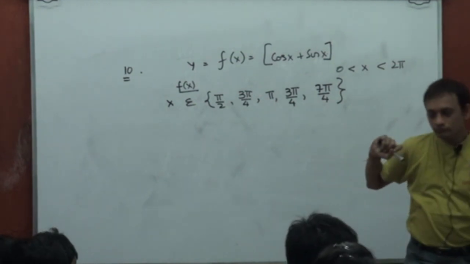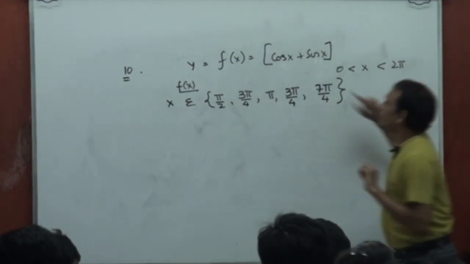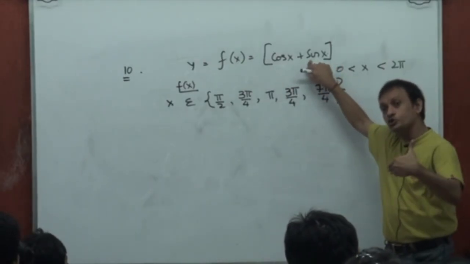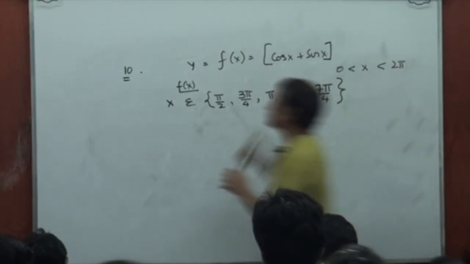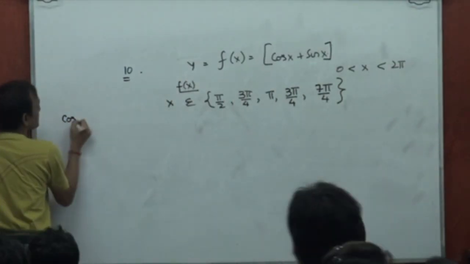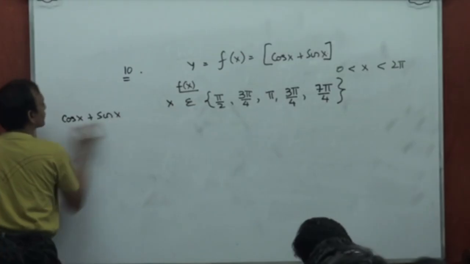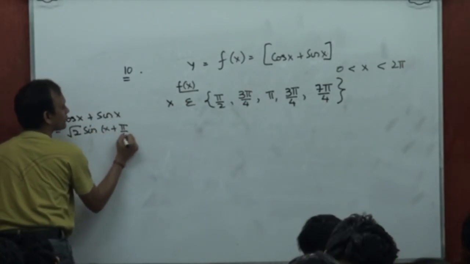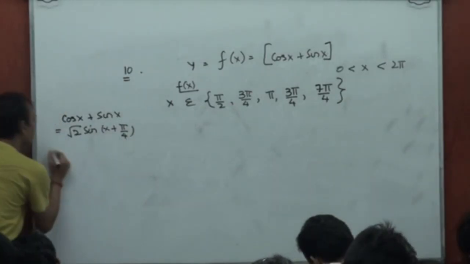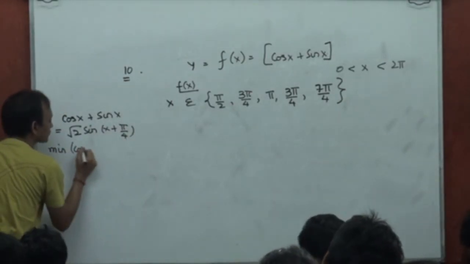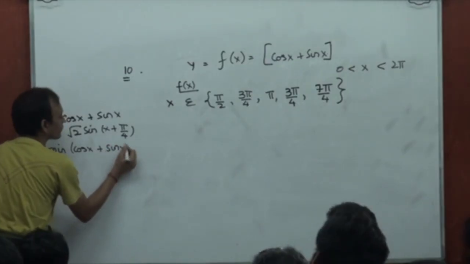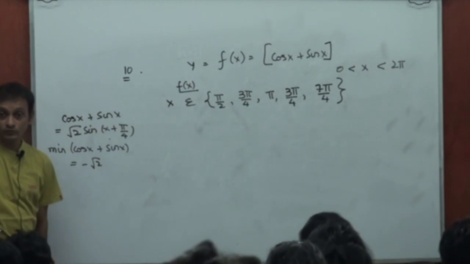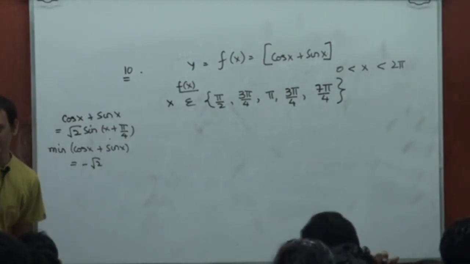Now, what is the least value of this function? Realize that cos x plus sin x could be written as root 2 sin(x plus pi by 4). The minimum value of this function is minus root 2, right? Which anyways is not an integer.